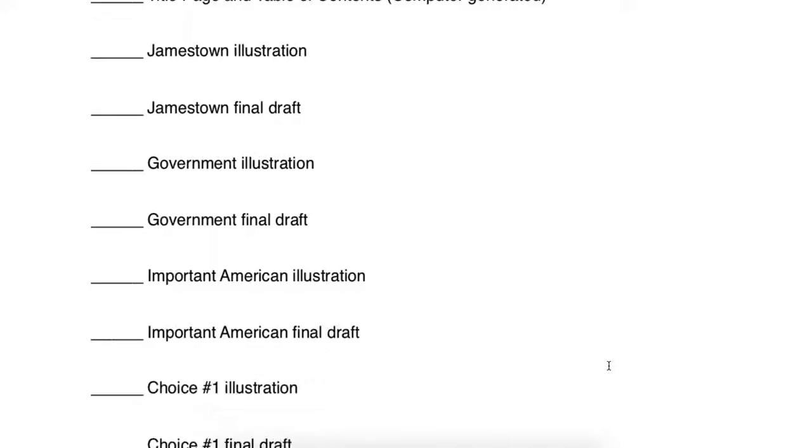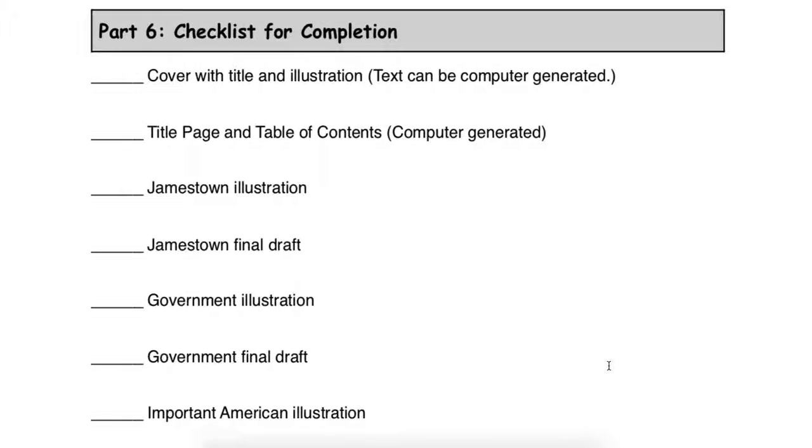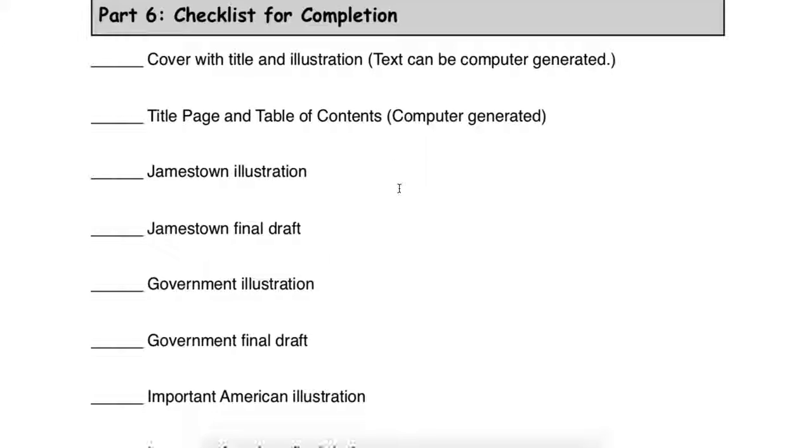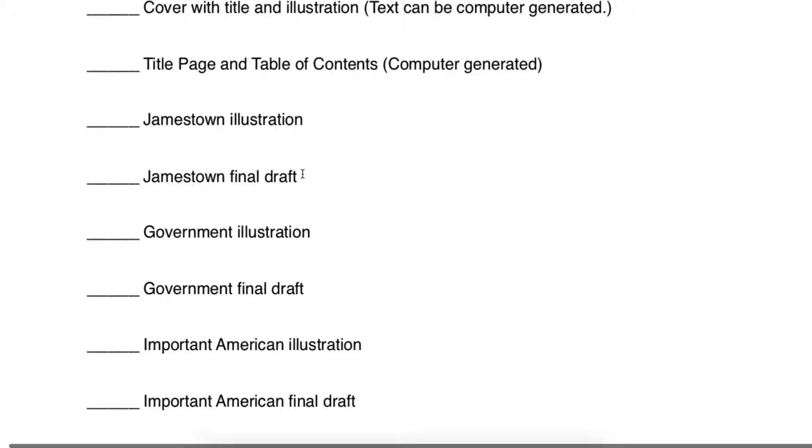Part 6, which is on page 6, is basically a checklist for the report. So it tells you got to have a cover page, got to have a title page, and a table of contents. Got to have the Jamestown report, and that's illustration first, then the draft, then the 3 branches comes next.